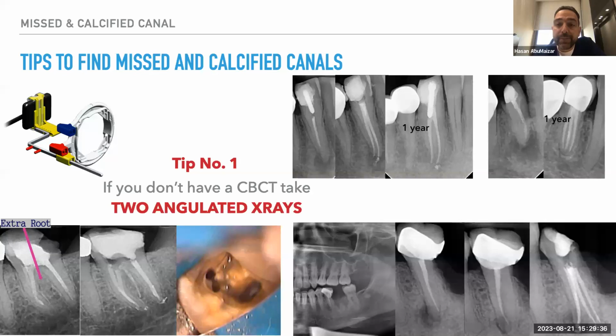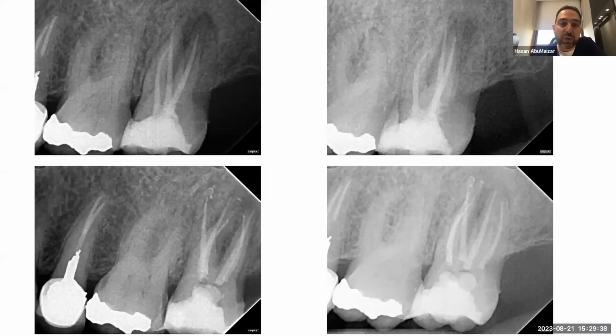and then hopefully we won't miss a canal. Another case of an upper 7, where the previous dentist cleaned and filled 3 canals as he expected it would be, and then the patient came complaining of periapical lesion and pain over that area. And by taking an angled one, it showed that there's a completely missed root, and there were actually more than 4 canals. There were like 5 canals in this tooth.